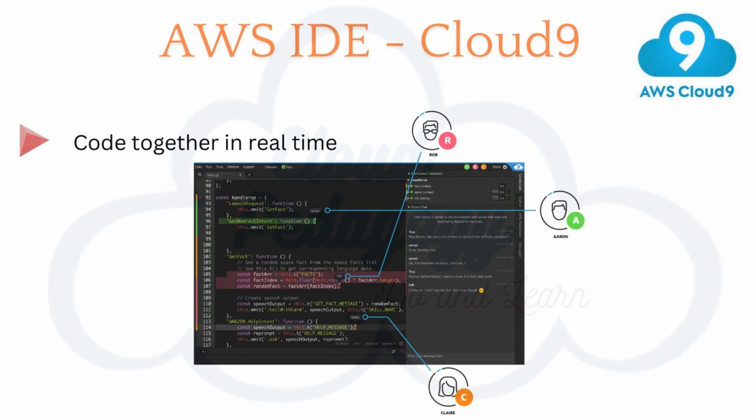AWS Cloud9 makes collaborating on code easy. You can share your development environment with your team in just a few clicks and pair program together. While collaborating, your team members can see each other's types in real time. Also, instantly chat with one another from within the IDE.